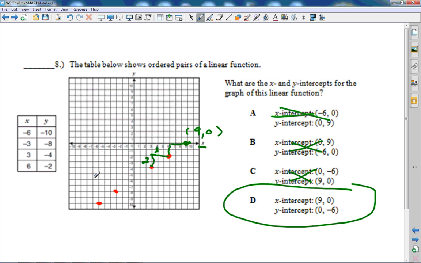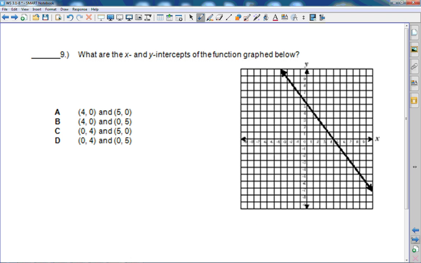Now, I could also go backwards. I could go down 2 and over 1, 2, 3. There's my y-intercept right there, which is (0, -6). All right, there we go.